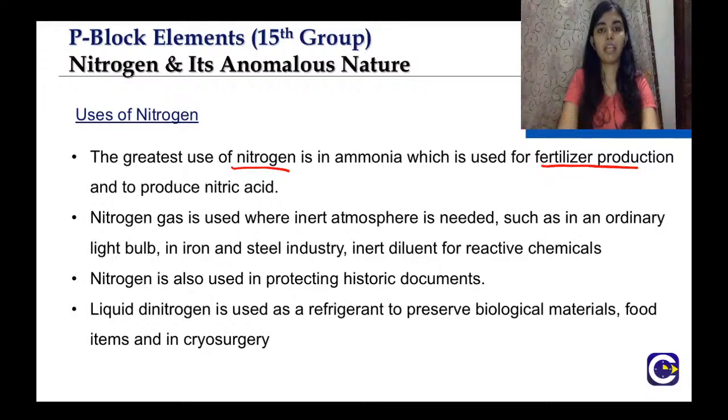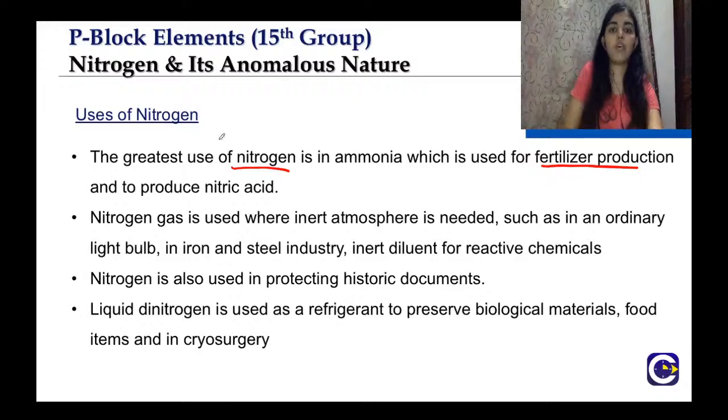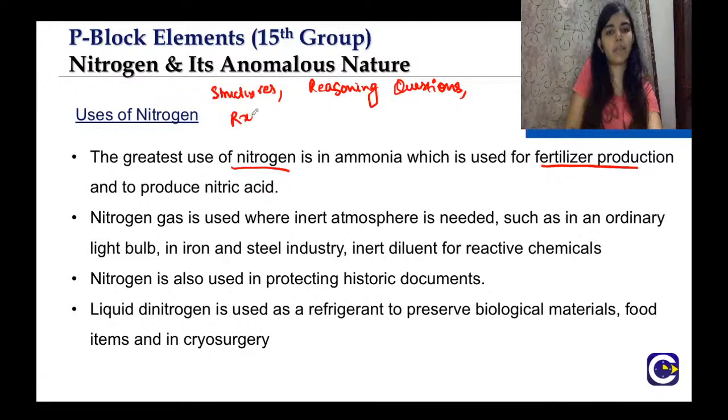And in the upcoming sessions, we will also be discussing some structures, such as S8 structures. These structures are important, right? So you can just learn these structures, the reasoning questions, and some important reactions, only some reactions, right?